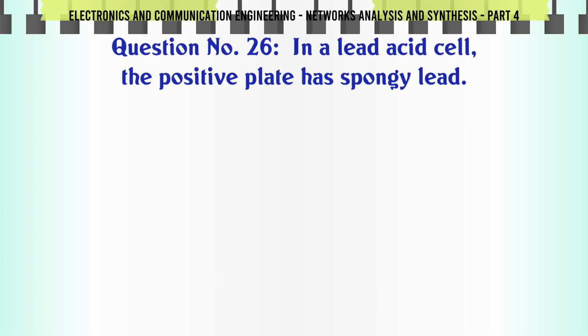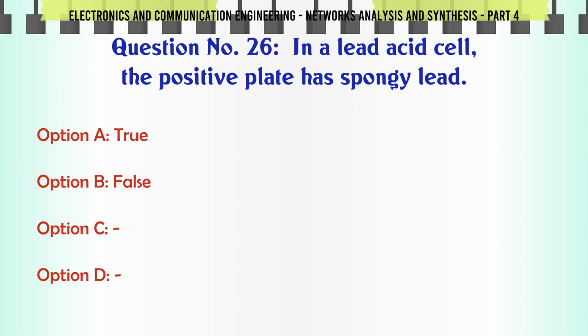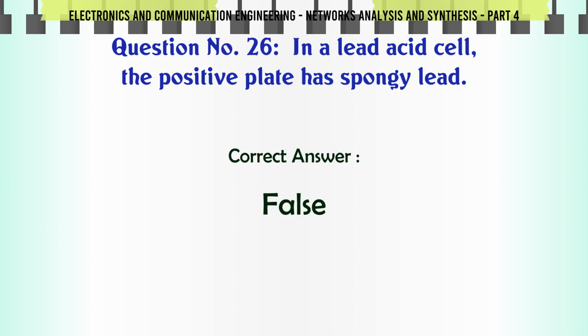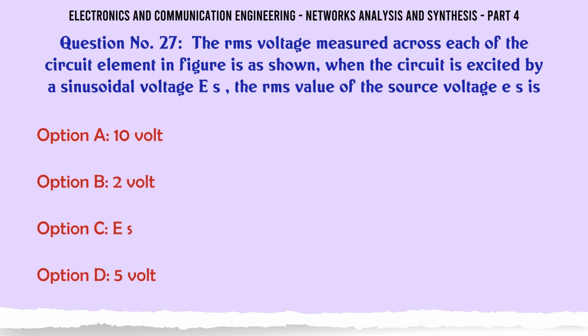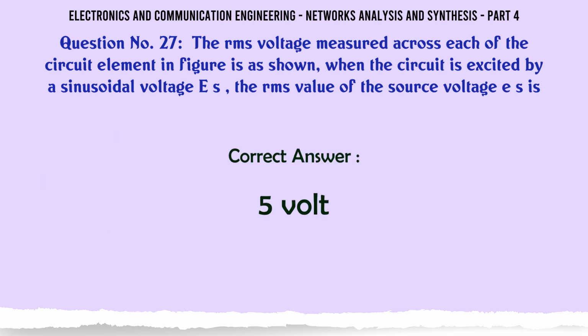In a lead acid cell, the positive plate has spongy lead. A true, B false. The correct answer is false. The RMS voltage measured across each of the circuit elements in the figure is as shown when the circuit is excited by a sinusoidal voltage ES. The RMS value of the source voltage ES is A 10 volt, B 2 volt, C ES, D 5 volt. The correct answer is 5 volt.